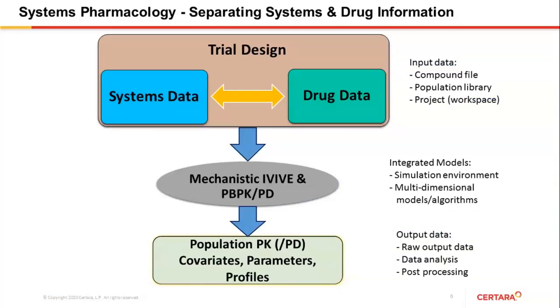Many of you who are familiar with Simcyp will be familiar with this slide, where we describe the separation of systems information from drug information. So systems refers to the physiological data and its variability and population differences. And then we put the information together within a trial design, apply the mechanistic algorithms, and make predictions of population PK or PD.